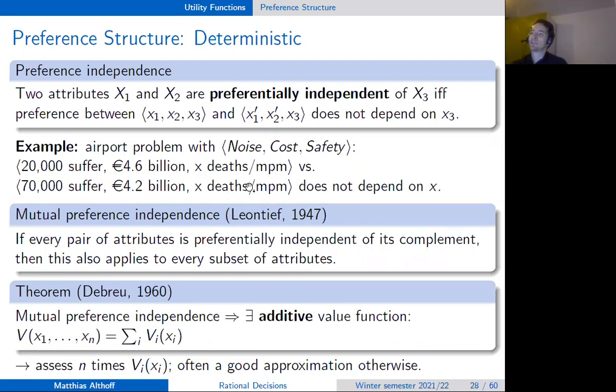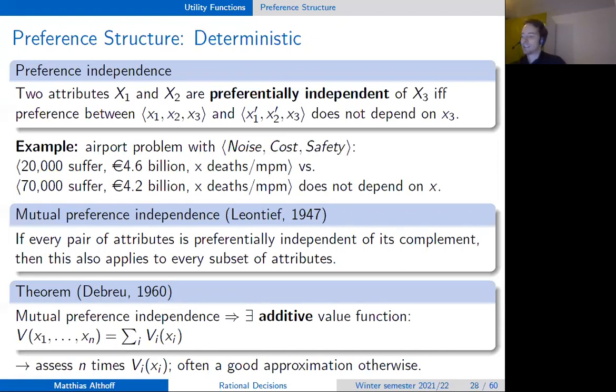In order to decide what is better, we have this mutual preference independence here, meaning that if you decide between noise and costs, then this is independent of safety, because no matter what the safety level is, you would still make the same choice as long as the safety level is identical for both choices. So X is an arbitrary number, but it's always the same in both cases. If this holds for all combinations of attributes, then we have mutual preference independence.